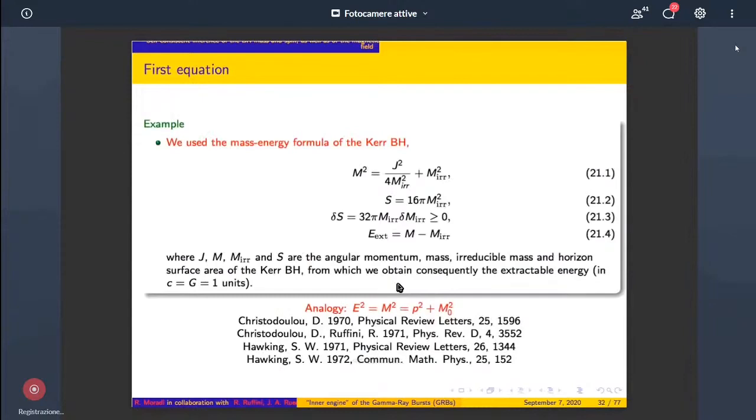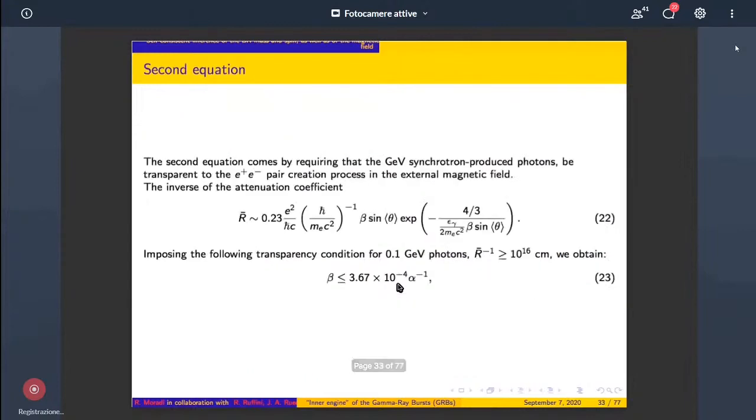And how we came to this conclusion: these are the famous Christodoulou, Ruffini, Hawking mass formulas. The mass in the Kerr metric has two parts: the irreducible mass, which cannot be extracted, and the rotational energy, rotational mass let's say, that can be extracted from the black hole. So as you can see, the extractable energy is the total energy minus the irreducible mass, which gives us the contribution of the rotational energy.